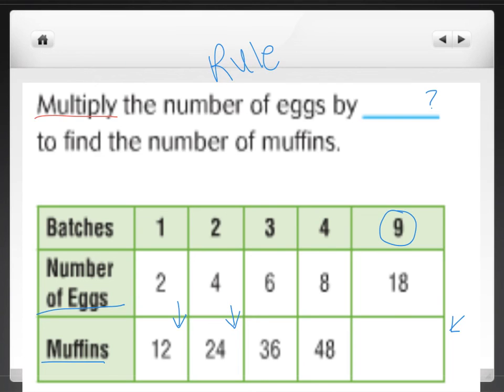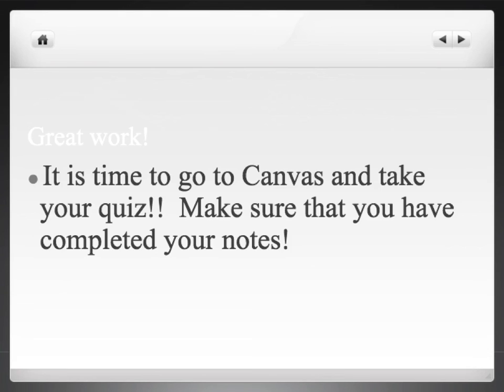Well, I know that I have to multiply, so I need to multiply 2 times 6 in order to get to 12. Multiply by 6 is our rule because it helps us get to all the other numbers in the sequence. So I have to multiply the number of eggs by 6, meaning our rule is multiply by 6 to find the number of muffins. So if I'm multiplying by 6, I know I have to multiply 18 by 6, and the number of muffins on day 9 will be 108.